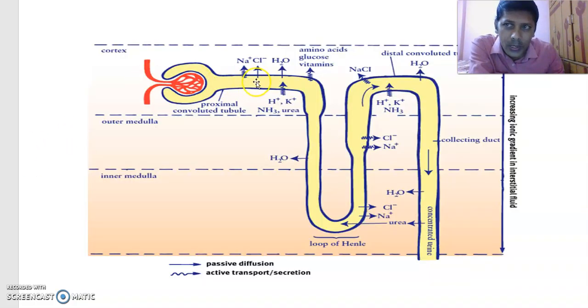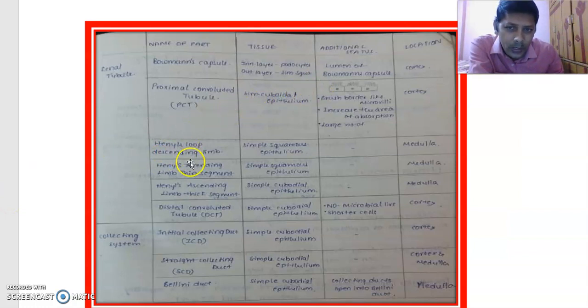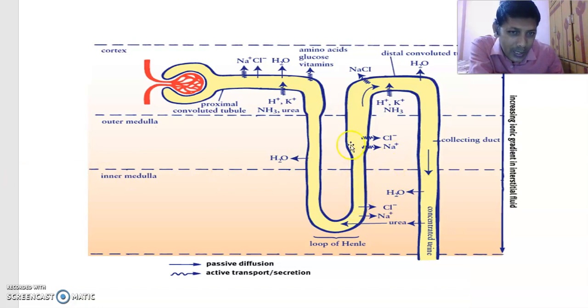Next, the PCT, proximal convoluted tubule, is also in the cortex. Look at the DCT, distal convoluted tubule, also in the cortex. Look at the loop of Henle. These are three parts: the descending limb in the medulla, and the ascending thin segment in the inner medulla, and the thick segment in the outer medulla. Next, the collecting duct has three parts: initial collecting duct, straight collecting duct, and duct of Bellini. The initial collecting duct is present in the cortex, the straight collecting duct is in the cortex and medulla, and the duct of Bellini is present in the medulla.